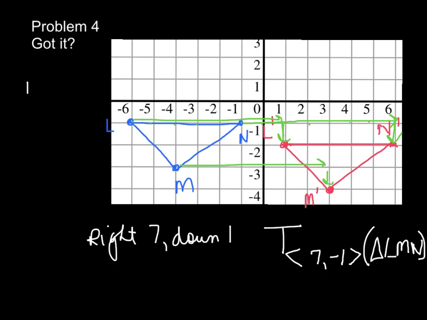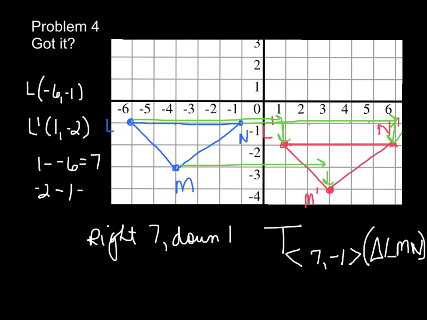The other way that you could have done this is by just taking one of the points. For example, you could have taken point L. Point L was negative 6, negative 1. L prime is 1, negative 2. All you could have done is realize, what's the difference here? Subtract them. If we subtract my x's, that gives me a distance of 7. Subtract my y's, that gives me negative 2 minus negative 1, which is negative 2 plus 1. So that means my x value went right 7, and my y value went down 1.